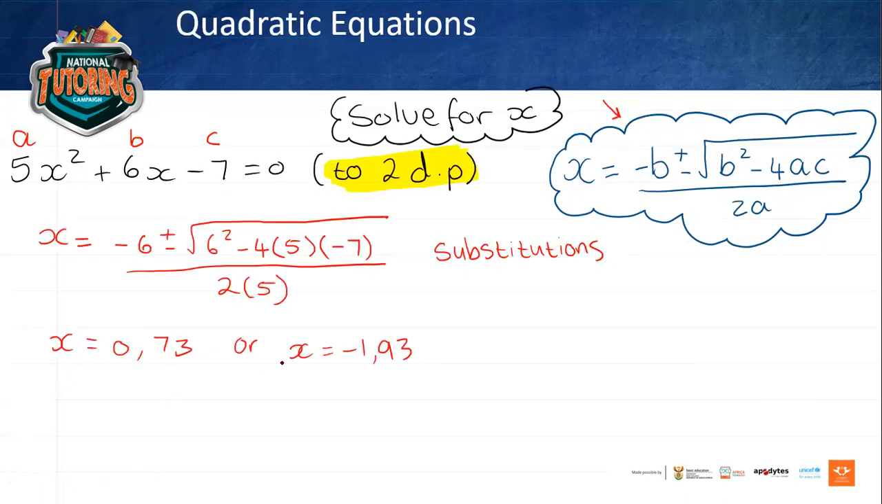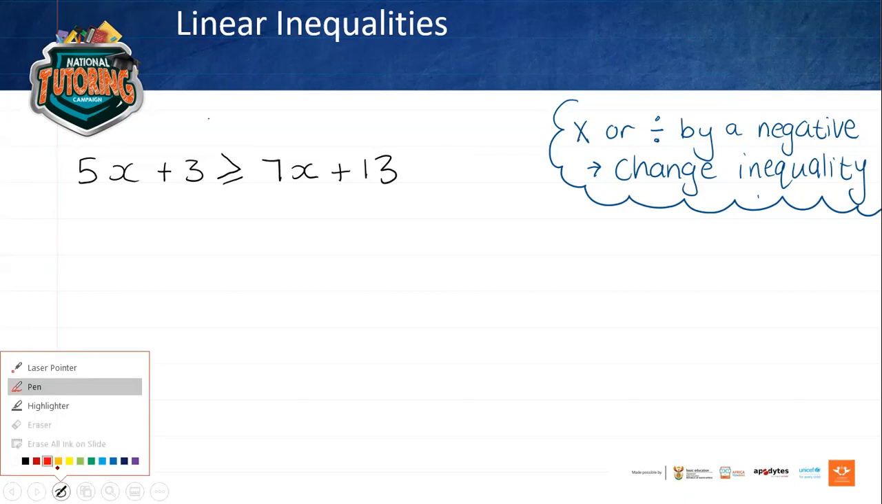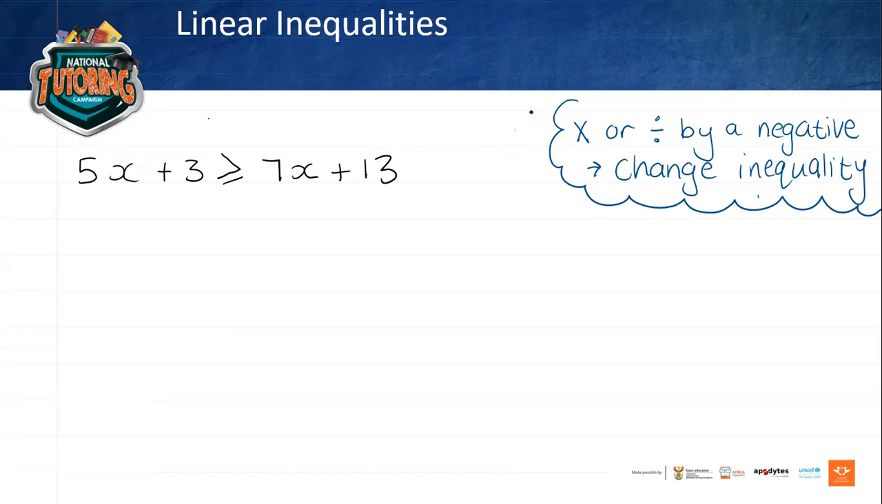All right, so those are our quadratic equations and our linear equations. You would have done them in grade 10. So what we're going to look at now is your inequalities. Linear inequalities, you've done this in grade 10. Remember, the main rule with linear inequalities is if you times or divide by a negative, you need to change the direction of your inequality sign. So I've put that over here. That is our main rule for linear inequalities.